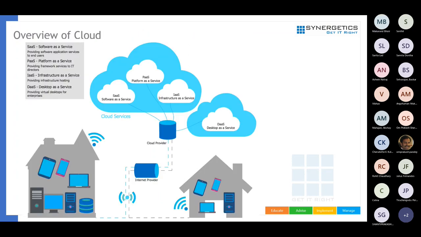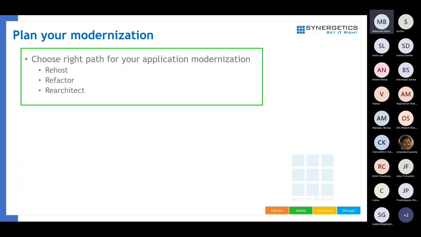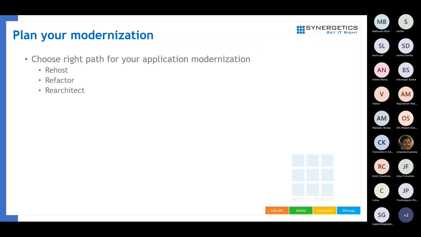So we are having, you just go through those steps. These three paths which they have given in planning your modernization, they have categorized into rehost, refactor, and rearchitect. There is one more point they have included, re-architect with serverless, which I have not included.